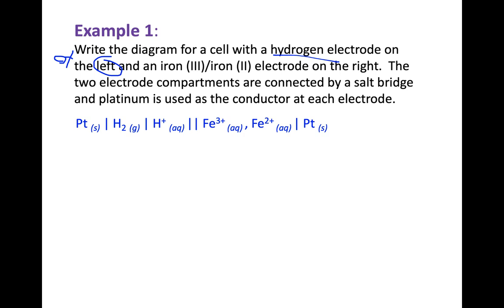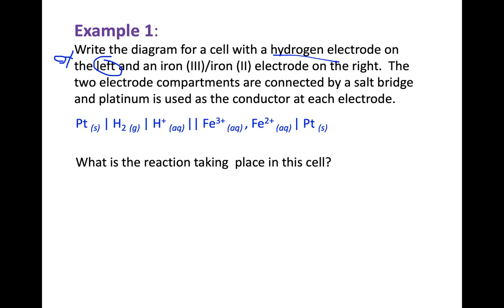Our double line tells us that's where the salt bridge is. And then we've got iron 3 plus and iron 2 plus happening on the right side. So that's my reduction step. And that is going to be connected via a platinum electrode on the other side.